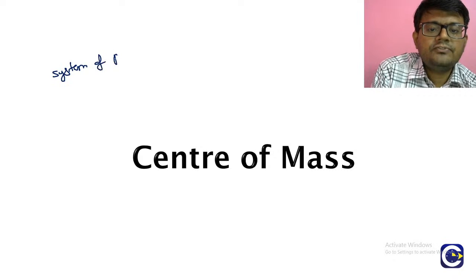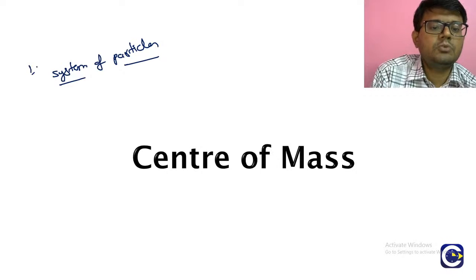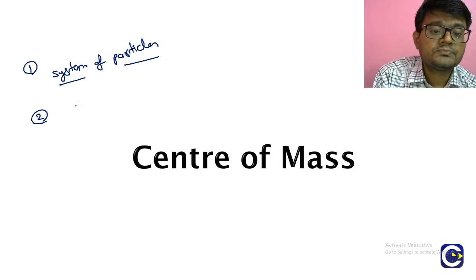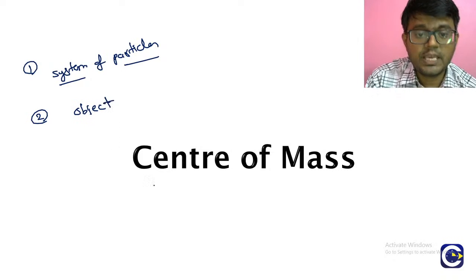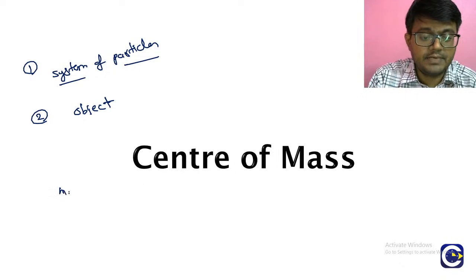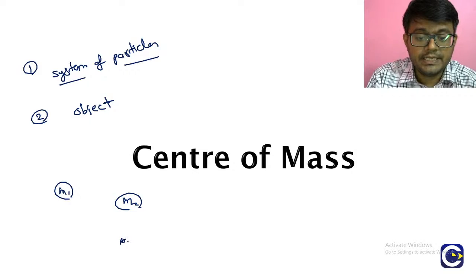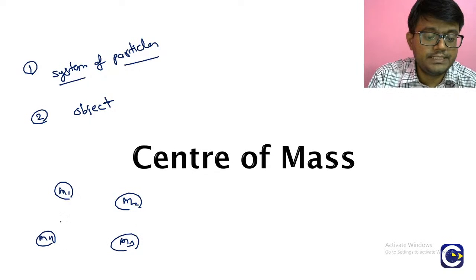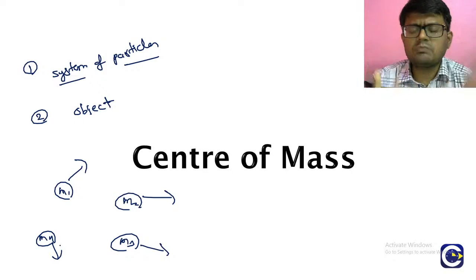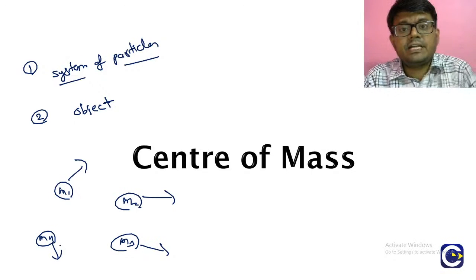So we'll start our discussion on the study of motion of a system of particles, or the motion of an extended object. A system of particles means there are many particles, for example m1, m2, m3, m4. They may be moving in different directions; they need not move in the same direction.